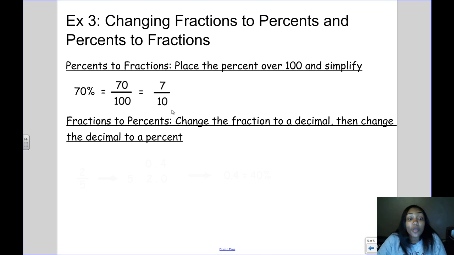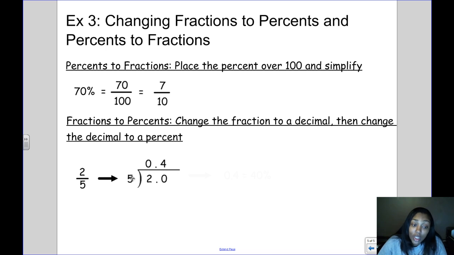Now to change from a fraction to a percent, you're going to change the fraction to a decimal by dividing, and then change the decimal to a percent by moving the decimal 2 places forward. So we're going to start with 2/5, and we want to know what this is as a percent. Our very first step is to change the fraction to a decimal. So we're going to put our numerator in the house, denominator outside the house, and that means that we will have 4/10. So our fraction as a decimal is 4/10.